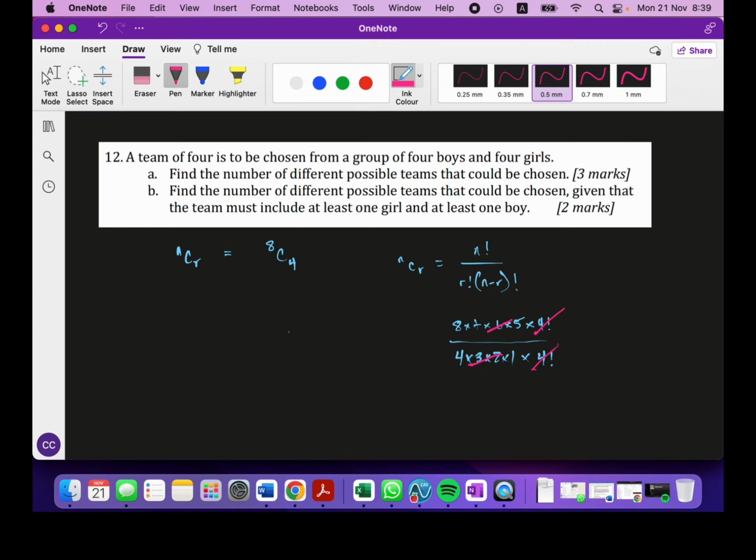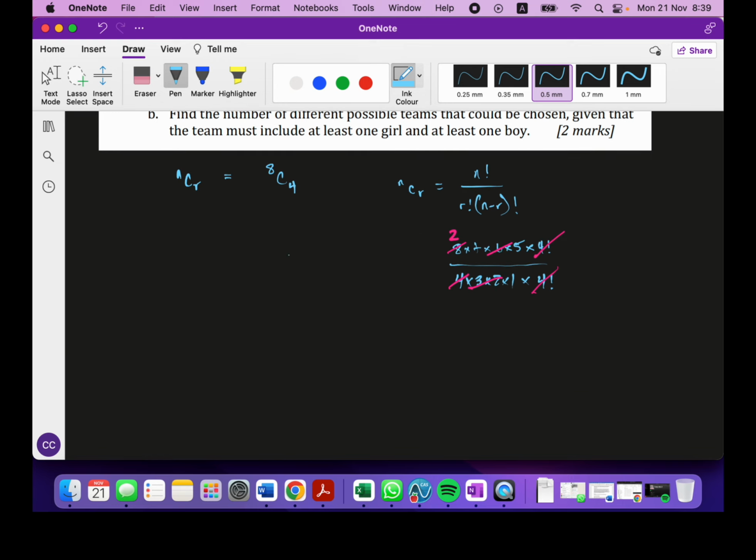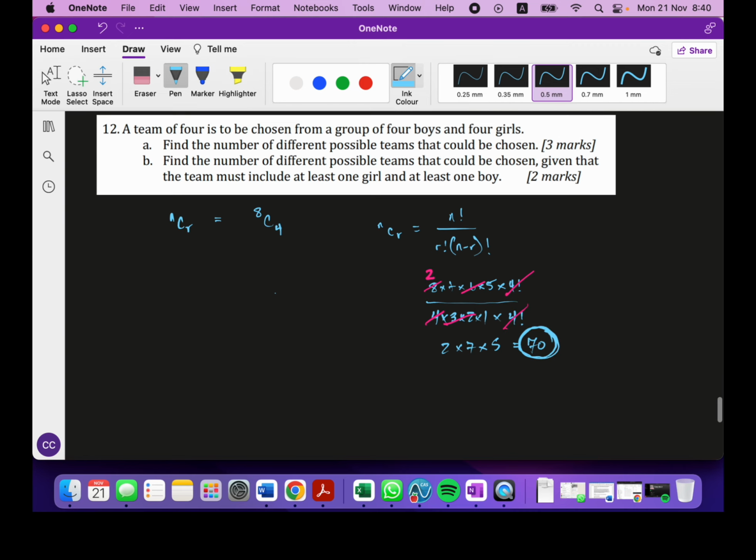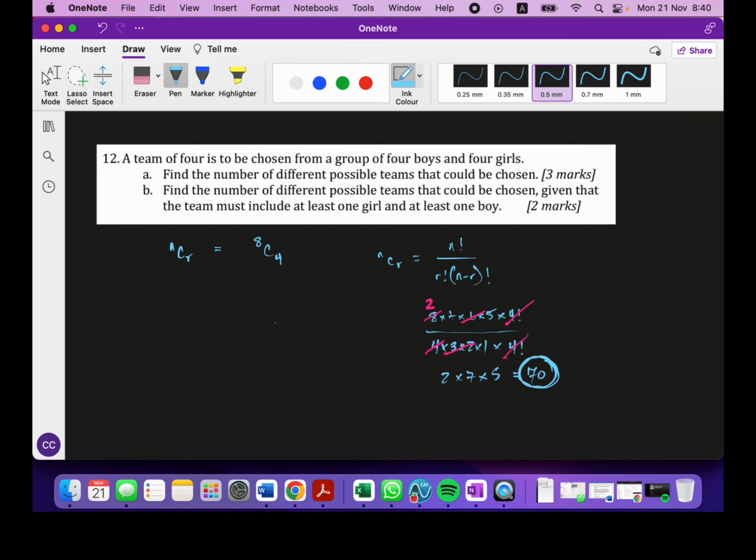I can get rid of that 6. If I divide 8 by 4, I'm left with 2. So overall, my denominator is going to go away. So this is 2 times 7 times 5. 7 times 5 is 35, times 2 is 70. So there's 70 possible different combinations of these 4 boys and 4 girls that we are choosing to make a team. So 70 would be our answer. That's part one. I think that's manageable.